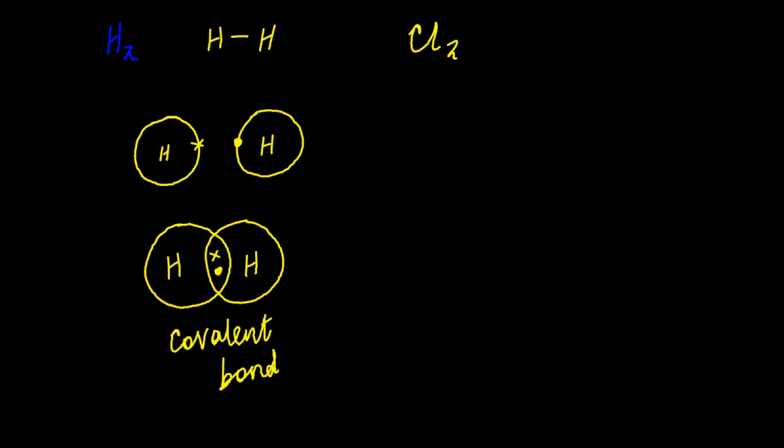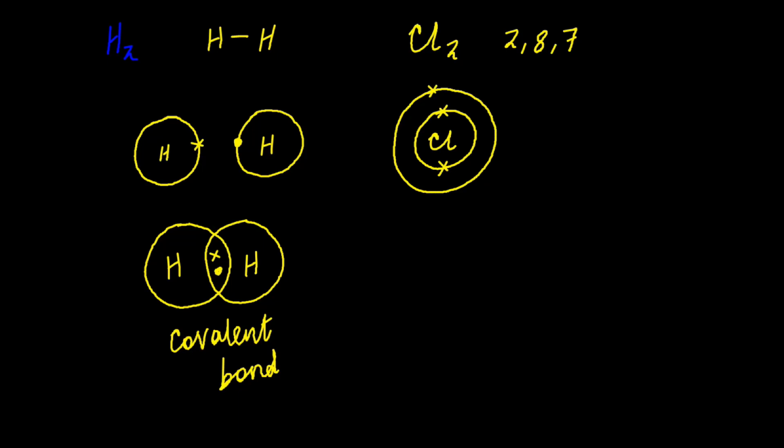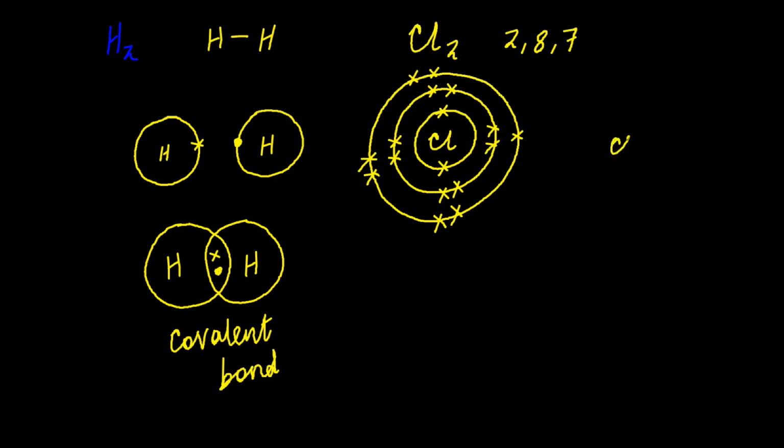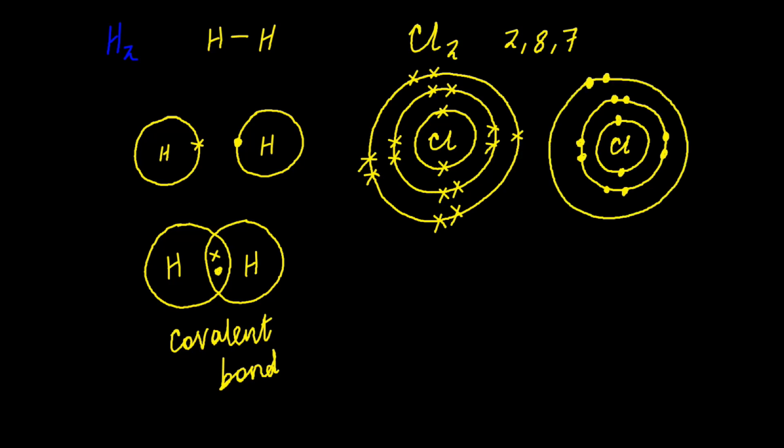Now, chlorine has the electronic configuration 2,8,7. Now, it needs one more electron to complete its outermost shell. So, you have a chlorine atom, first shell, 2 electrons. Second shell, how many electrons? 8 electrons. Third shell, 7 electrons. Now, we'll draw another chlorine atom close by. And this time we'll represent the electrons by dots, so we can see the difference, okay? How many in the second shell? Should be 8. And third shell should have 7 electrons.